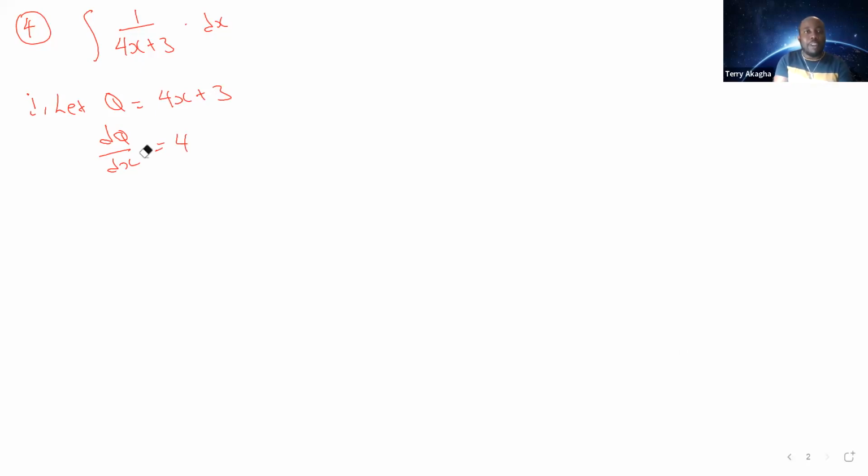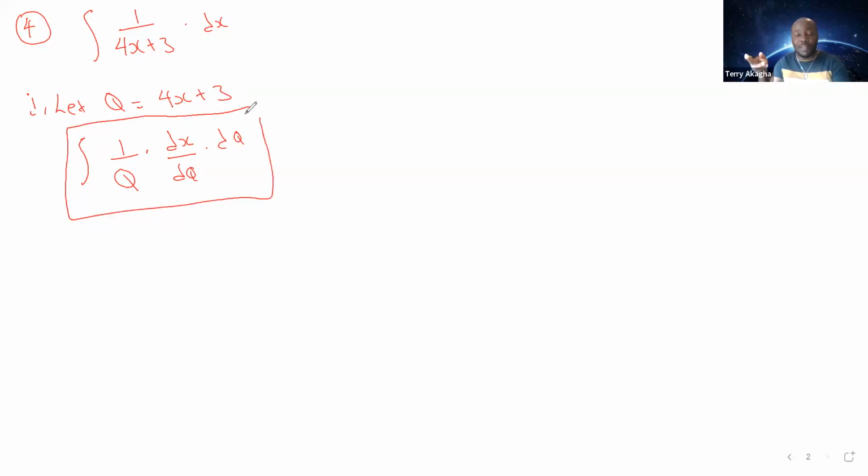I'm jumping to the second step already, okay? So q is equal to 4x plus 3, then we'll replace it. So we're integrating 1 over q, dx over dq, dq. Do you remember? So this is the function, yeah? Sorry, I just jumped to the second step.